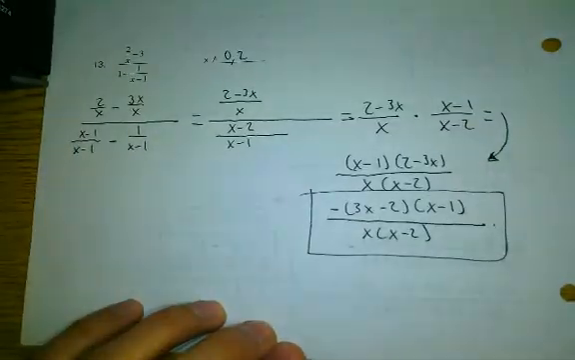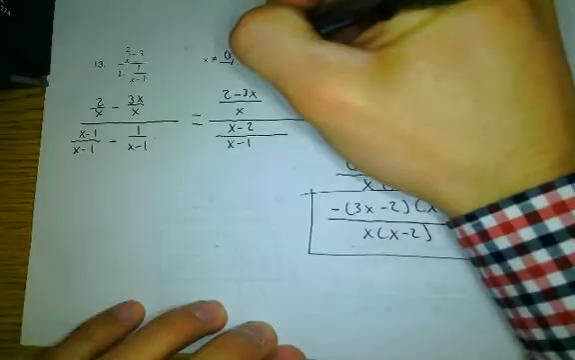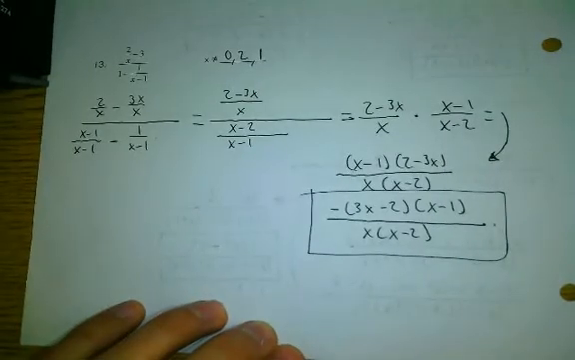Correct. So notice, even from the beginning of the problem, if you were to put in a 1 in there, that's going to be 1 minus 1, which is 0. Can you have anything over 0? No. So that means that your domain should be all real numbers except x cannot equal 0, 1, and 2.